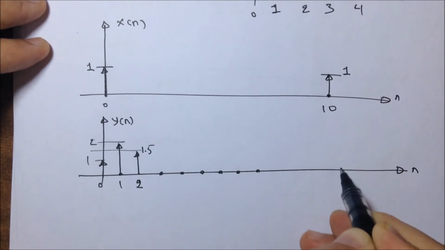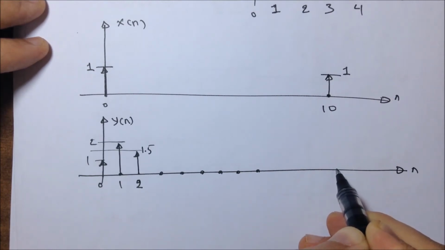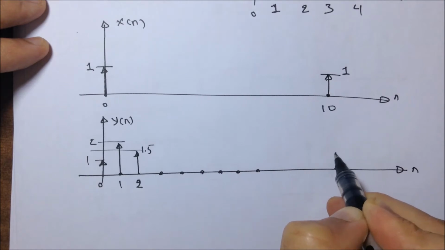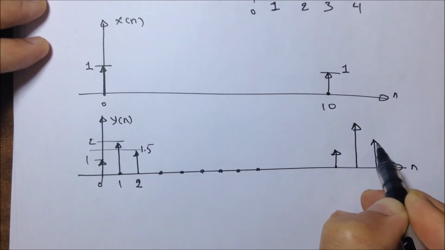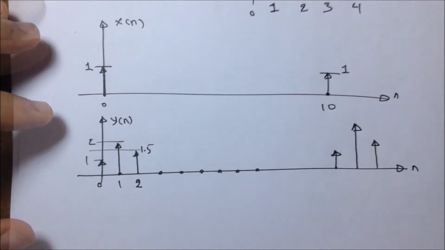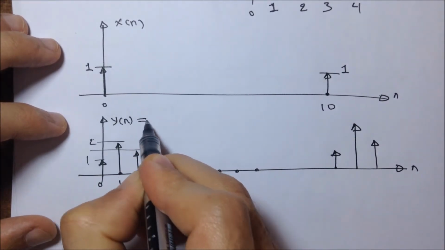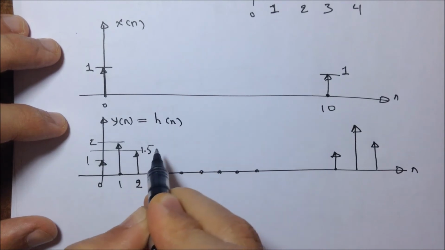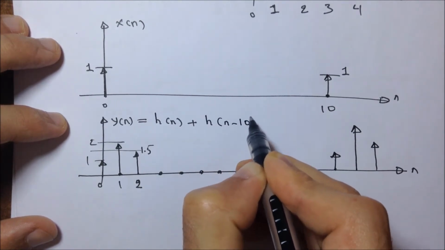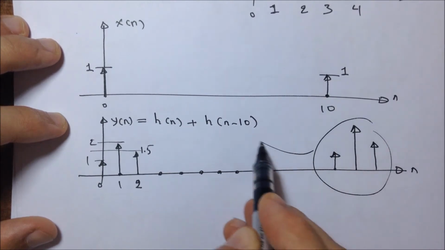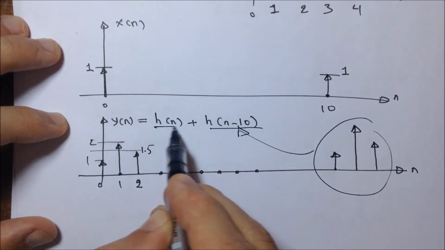until the next impulse arrives at n equal 10. Then the system is prompted to produce the same usual output, which is 1, and then 2, and then 1.5. In other words, we can say that y of n is h of n plus h of n minus 10. So this is h of n minus 10, and this is h of n.